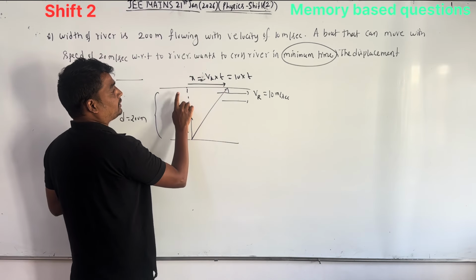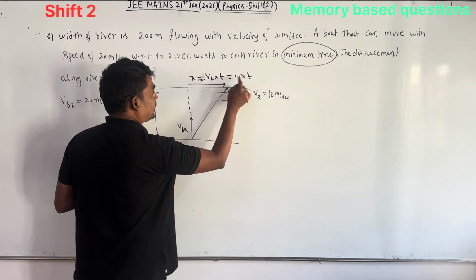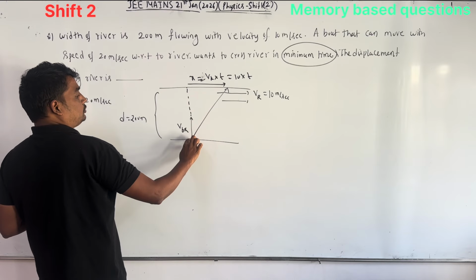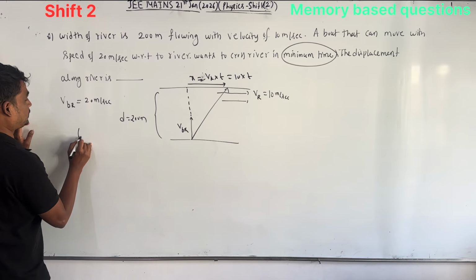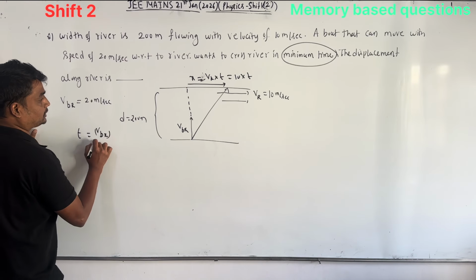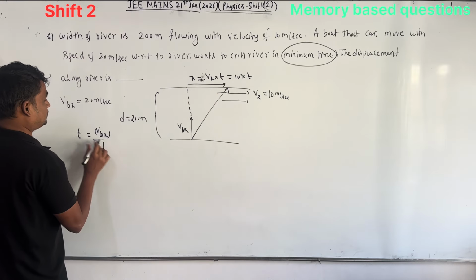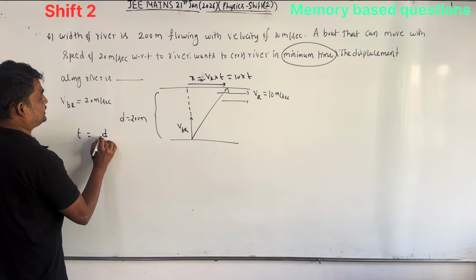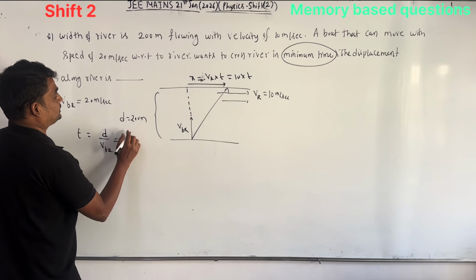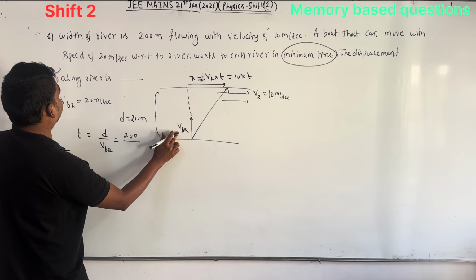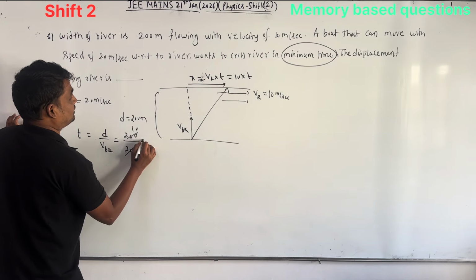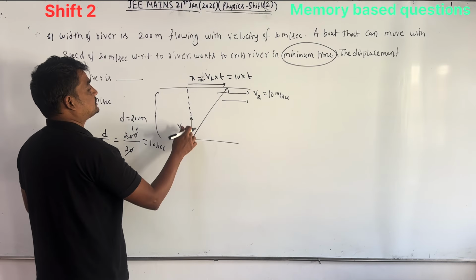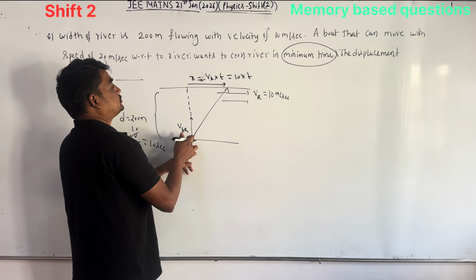So the vertical travel takes the same time as the horizontal travel. Find the time for vertical travel: time equals distance by velocity of the boat with respect to river. Distance is 200, velocity of the boat with respect to river is 20. We got 10 seconds. So in 10 seconds this boat goes from here to here.